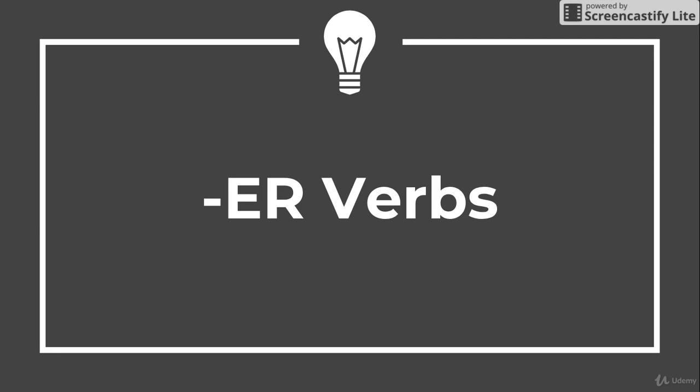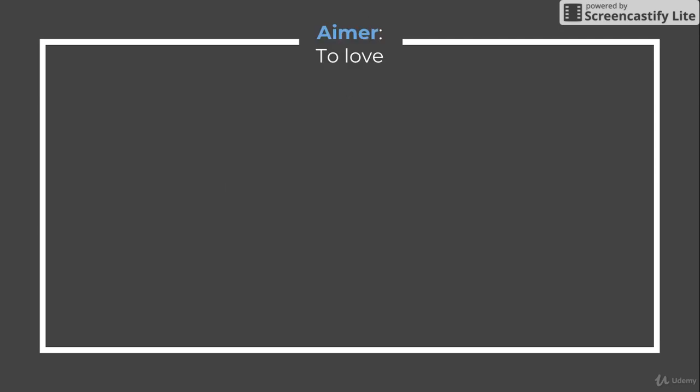Let's start with ER verbs by using the verb aimer as an example. Aimer means to love, and as you can see, it ends with the letters ER. Most French verbs that end with the letters ER are conjugated this way, but there are a few exceptions, which we will cover in a later video.